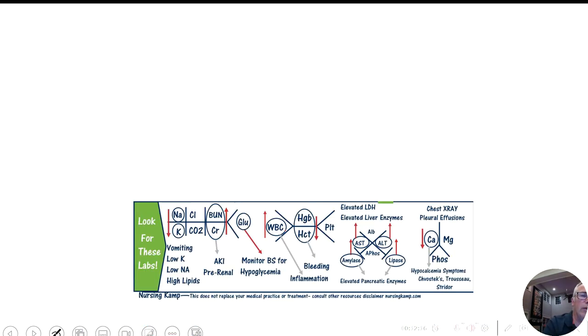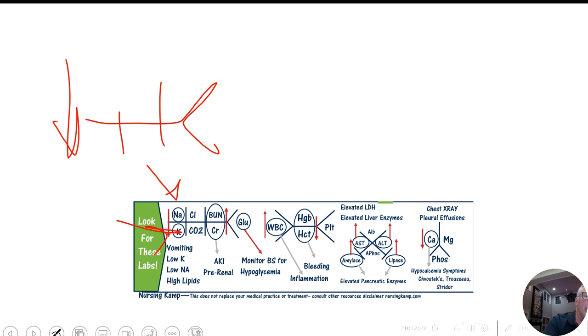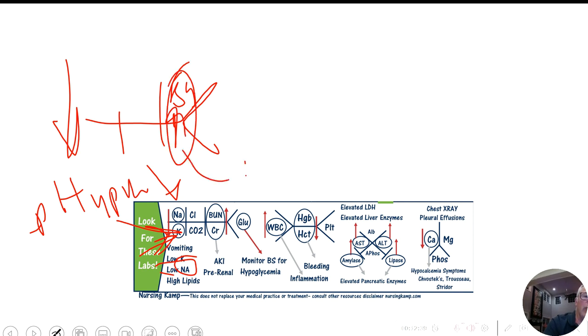Okay, so first is your BMP. So your BMP has your sodium and potassium. They'll both be low. Mainly potassium's low because of peeing, puking, pooping. And then low sodium because of hyperlipidemia. There's also a BUN and creatinine elevation, which could go into a pre-renal failure. Also, we're going to be monitoring sugars.